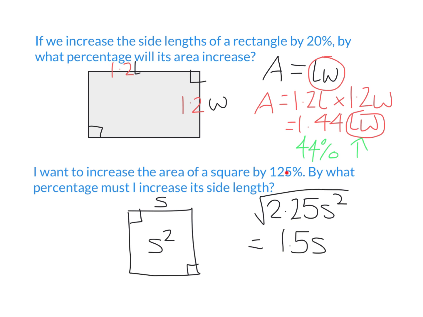If you want to increase the area of a square by 125%, you have to multiply the sides by 1.5, which is a 50% increase. So this works for squares. It actually works for any 2D shapes. If you multiply the side lengths by 1.5, i.e. increase them by 50%, you will increase the area by 1.5 squared, 2.25, so you'll increase it by 125%.